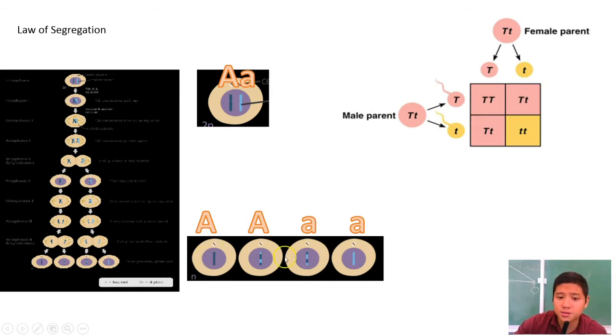Meaning that these are going to be sperm, and if this sperm right here fertilizes this egg, then we get this genotype for our offspring. But it could be that this sperm would fertilize this egg, or if it was this sperm that fertilized this egg, or this sperm that fertilized this egg. That's why we're getting these probabilities.